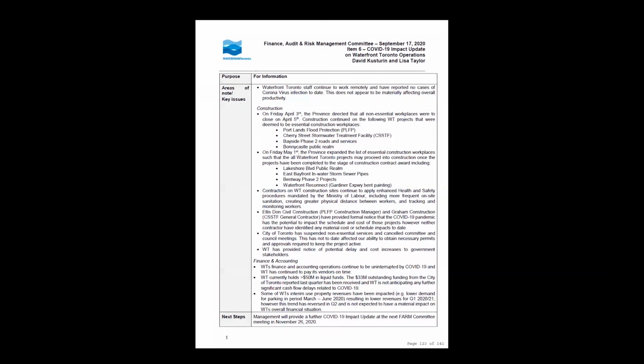Actually, Patrick, we haven't done that as yet. We will take the opportunity to do that. Essentially, there are only 2 projects that we currently have underway that met the test for essential previously, and they're the 2 projects that are identified in this update: the stormwater treatment facility and the Portland's flood protection.